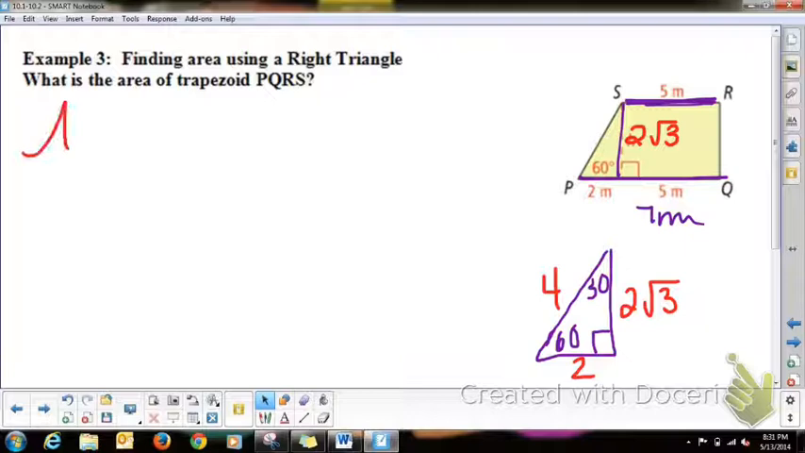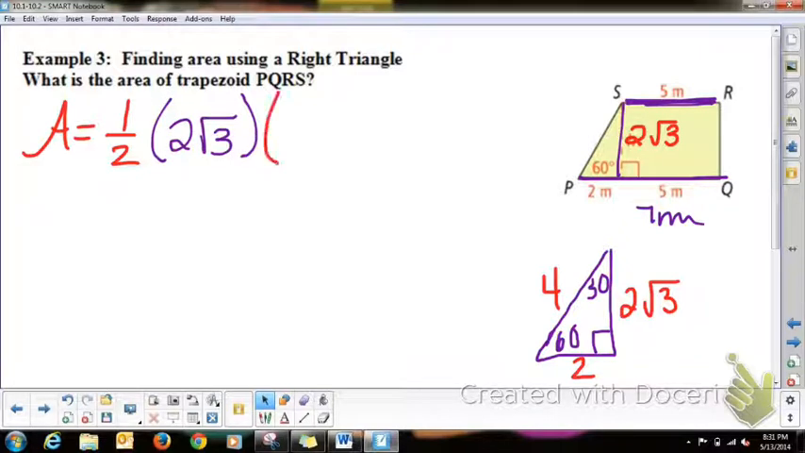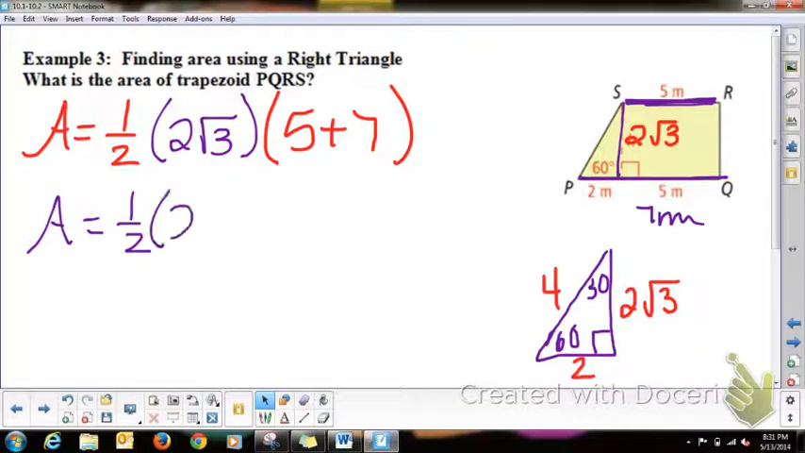So the area of our trapezoid is 1/2 of the height, which is 2 square root of 3, times base 1, 5, plus base 2, 7. So our area is 1/2 of 2 times the square root of 3 times 12. Well, I want to multiply all of these. It doesn't matter what order we multiply in. So I can multiply 1/2 times 12.